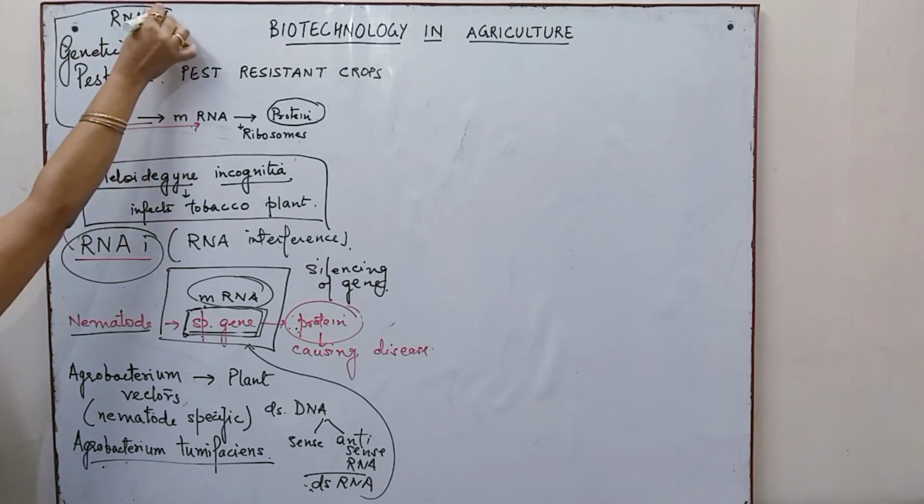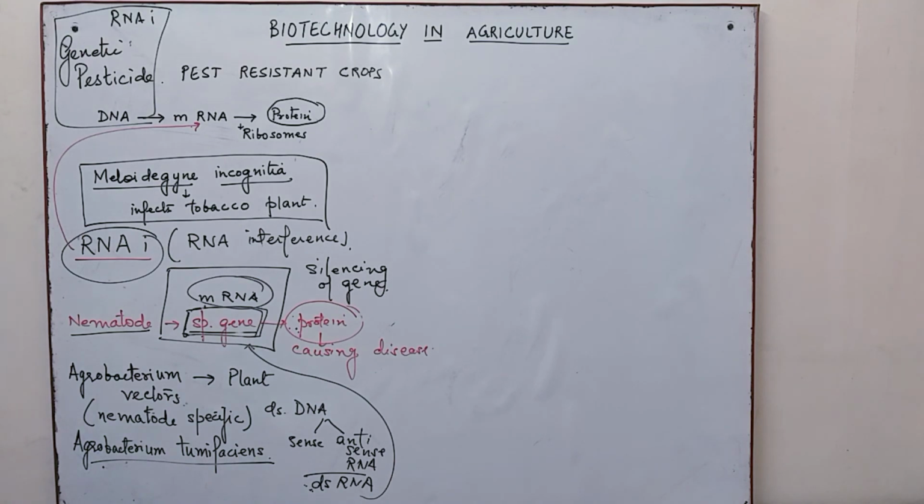So this has come as a great help because here the use of chemicals is reduced and we are manipulating the gene to develop resistance against certain pests. Now this is a very common use in the case of nematode infestation in the tobacco plant, and therefore the plant gets protected from the effect of the parasite.